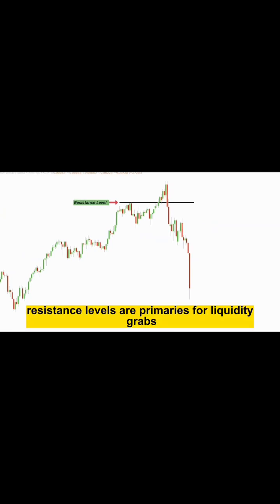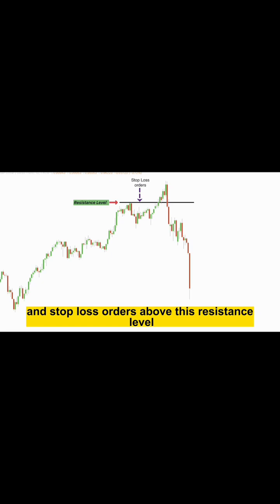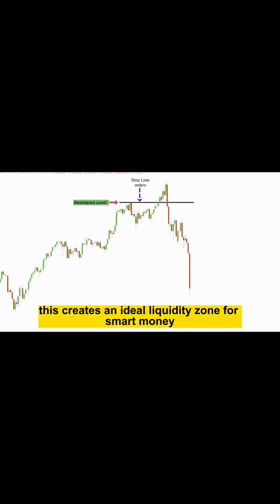Just like support levels, resistance levels are prime areas for liquidity grabs. A resistance level is a price point where the market has historically struggled to move above, attracting sell orders as traders anticipate a reversal. Many traders place their sell orders and stop loss orders above this resistance level, expecting the price to drop once it hits resistance. However, this creates an ideal liquidity zone for smart money.